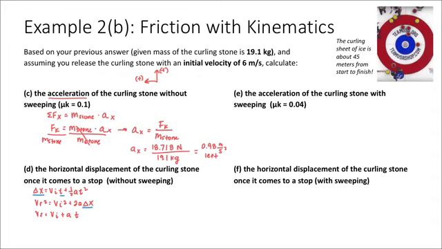Do I have everything in the second equation then? Do I have final velocity? Yes. I know that when it comes to a stop, VF is going to be equal to 0. Do I have my initial velocity? I do. I was told that was 6 meters per second. And my acceleration I just calculated. So what I'm going to do is rearrange this equation to solve for delta x.